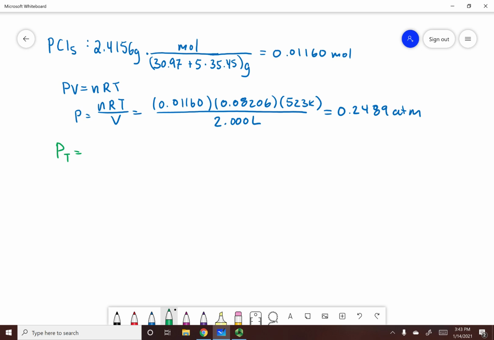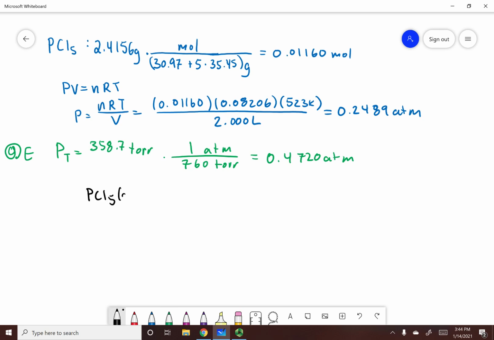There's one other thing we should convert to atm, and that is the total pressure. The total pressure, and remember, this is at equilibrium, is 358.7 torr. I know that 760 torr equals 1 atm. So the total pressure is going to be 0.4720 atm at equilibrium.